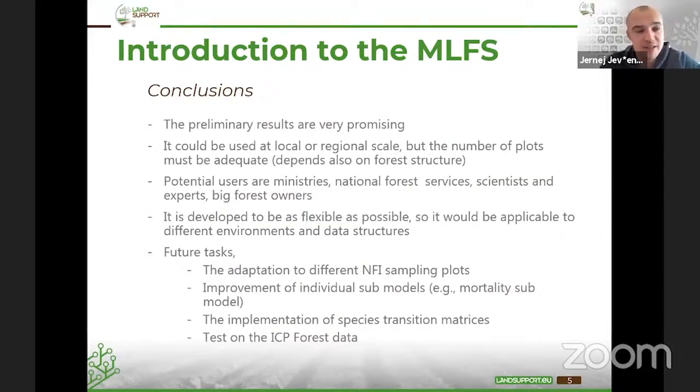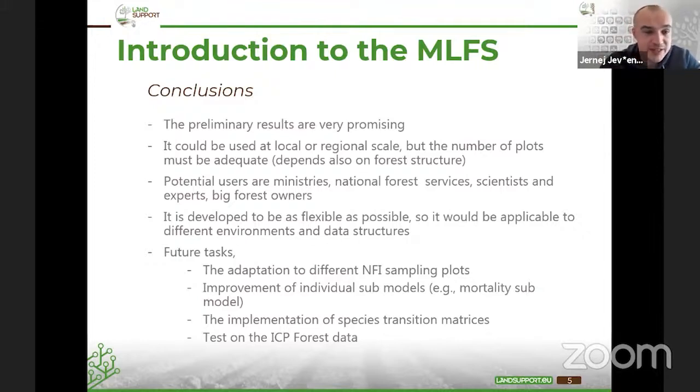The model is currently, I would say, ready for use. It can be downloaded from GitHub, as I said. We consider the preliminary results to be very promising. The model can be used on different scales, from local to regional to national. It only requires that users have enough data. So this is most important, and the data comes from at least 2 inventory periods, because we need somehow to show how trees change in time.